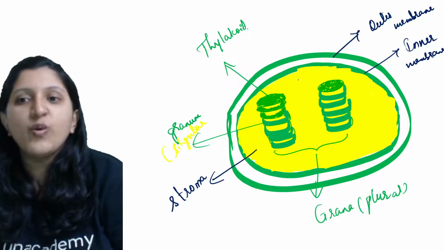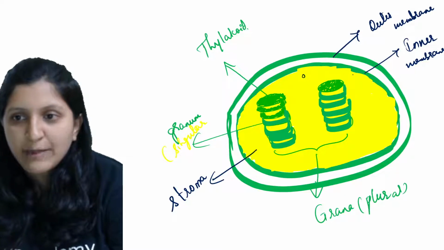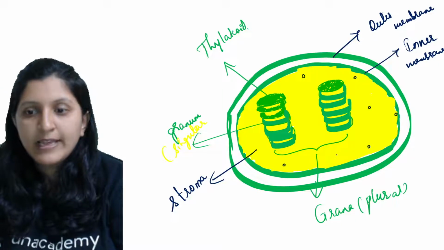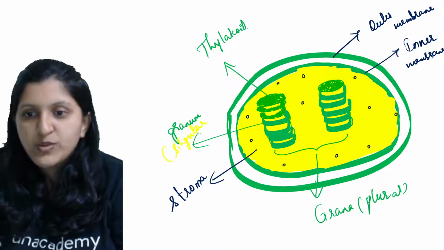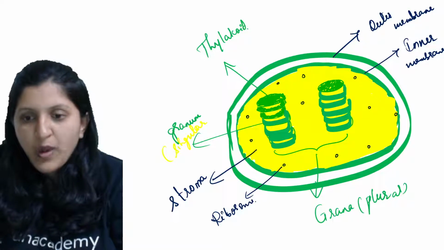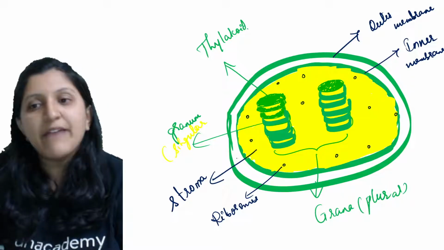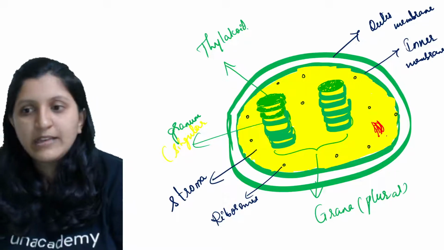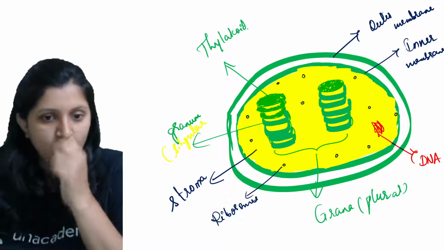As you all know, the chloroplast has its own ribosomes, so you can find the ribosomes suspended here in the stroma of this organelle. These are the ribosomes, so you can do the labeling. Just like the ribosomes are present, it also has its own DNA. I'll write it here itself. The DNA is present randomly in the chloroplast, so this labeling you need to do.